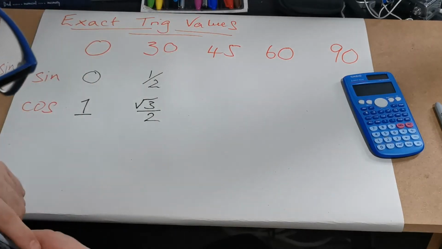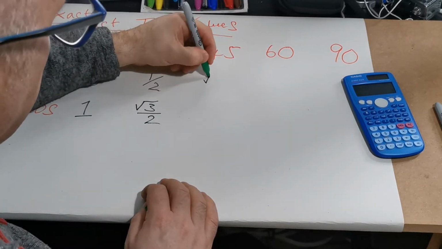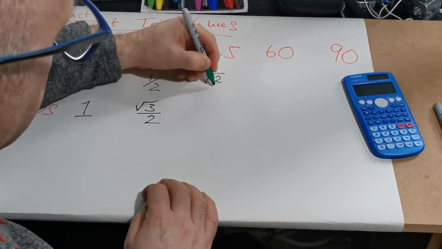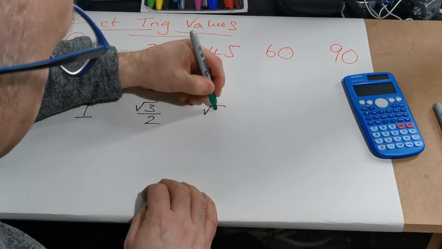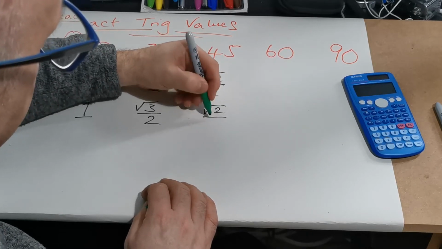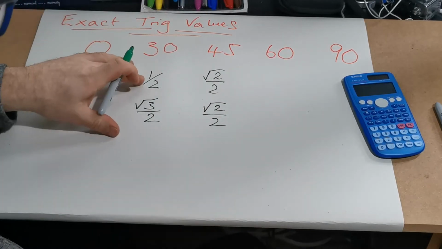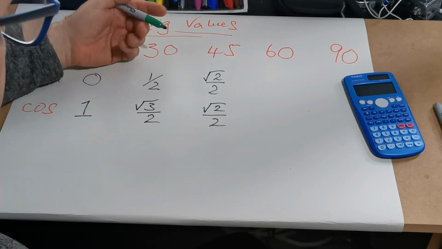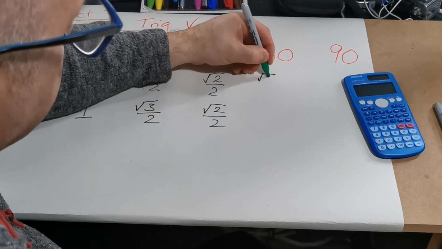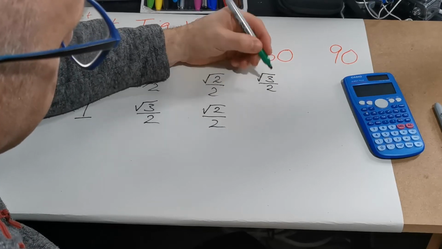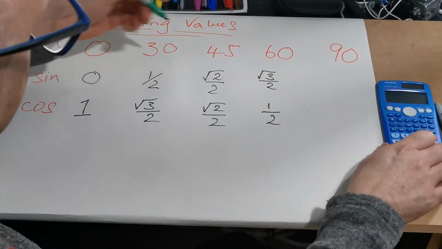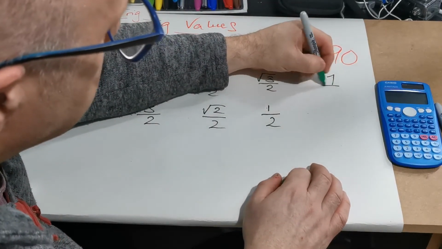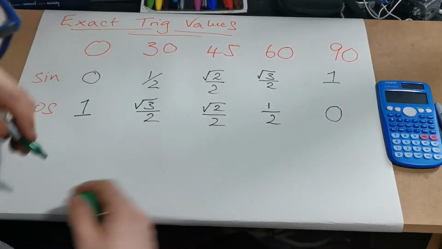45 is the only one where they're both the same: root 2 over 2 and root 2 over 2. And 60 is the flip of 30, and 90 is the flip of 0. So there's a little bit of symmetry going on there.